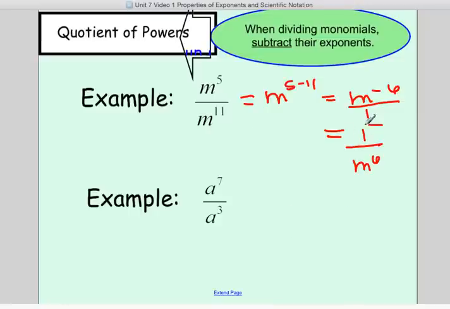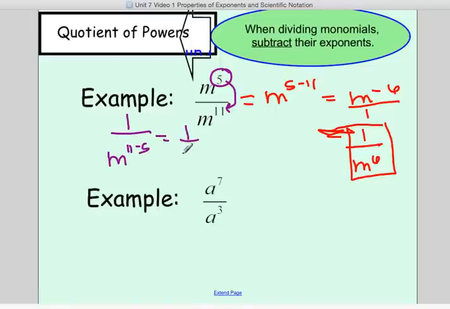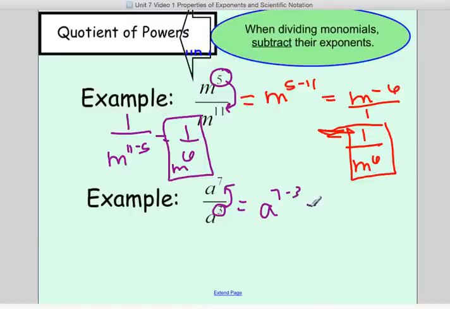Another thing that I recommend is always bring the smaller exponent to the larger exponent. So here's my smaller, bring it to it and subtract. So it'd be 1 over m to the 11 minus 5, which gives me 1 over m to the 6th. So always bring the smaller to the larger. Looking at this example, my larger is here, so I'm bringing it up. So it's a to the 7 minus 3, which gives me a to the 4th. When you think about it that way, you always keep your exponent positive.